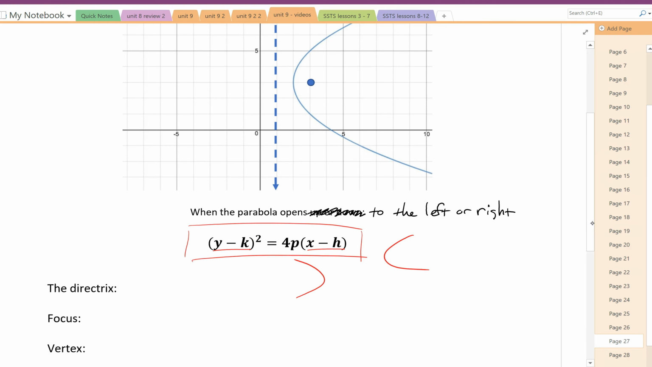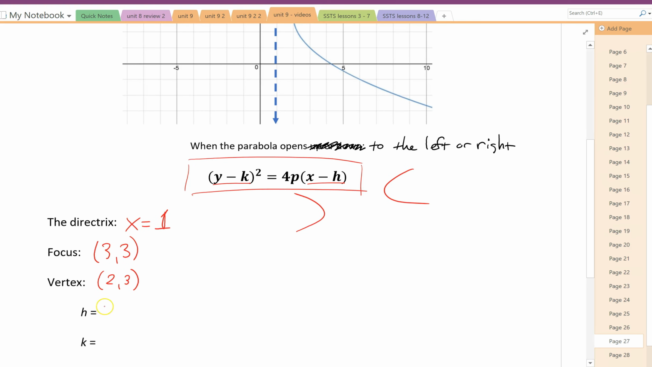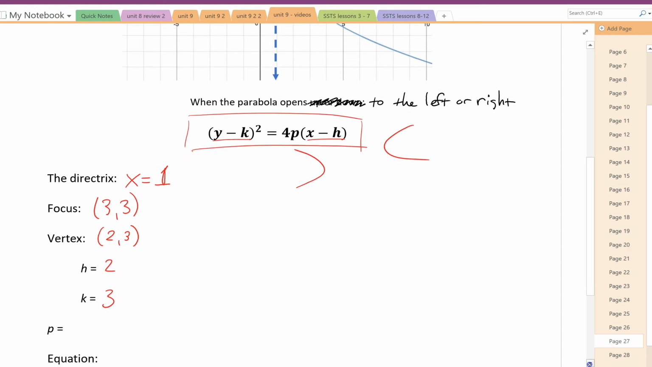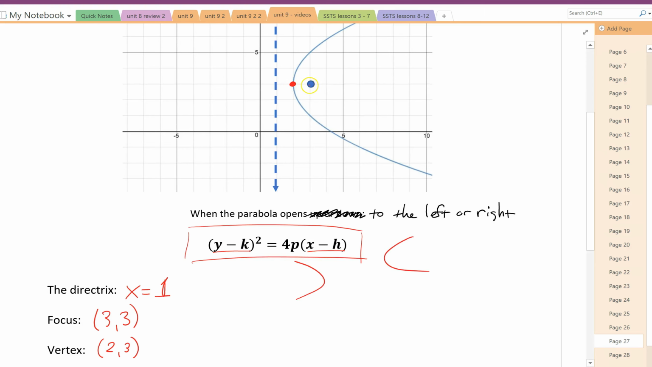So let's figure out what we have here. The directrix now goes up and down, and so instead of writing y equals 1, we're actually at x equals 1. The focus is this big blue dot here, so 3, 3. The vertex of the parabola itself is right here at 2, 3. And so I can fill in h and k. H is still the x value of the vertex. K is still the y value of the vertex. And the last thing I need to find is p. And remember, p is just the distance between the vertex and the focus. So just 1 unit again.